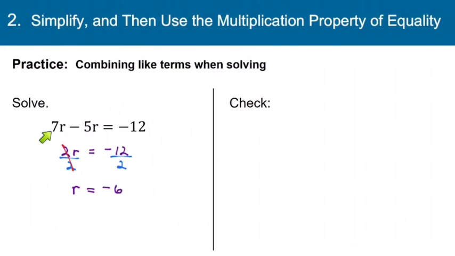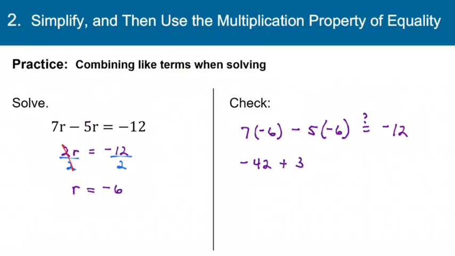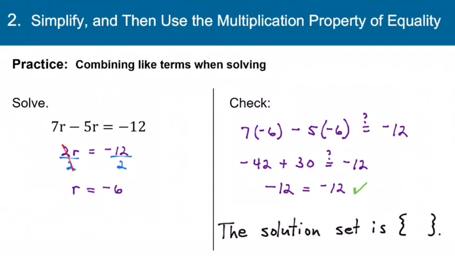And let's check our work. Here we would have 7 times negative 6 minus 5 times negative 6 equals negative 12. And so let's evaluate these two products over here. 7 times negative 6 would be negative 42. And then treat this minus as a negative for purposes of our sign rules. Negative 5 times negative 6 would be positive 30, so we'll write plus 30. And we just need to make sure that the left side adds up to negative 12. So of course negative 42 plus 30 would add up to negative 12. So that shows that our solution is correct, and we can say that the solution set here is negative 6.